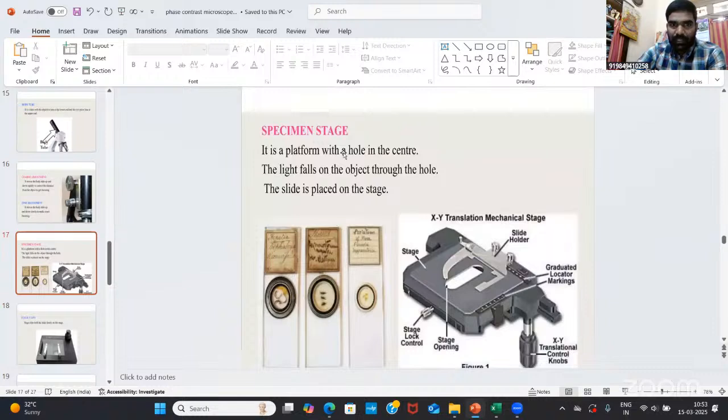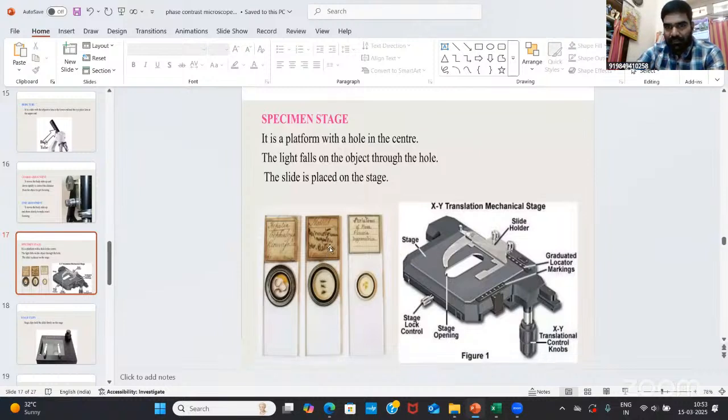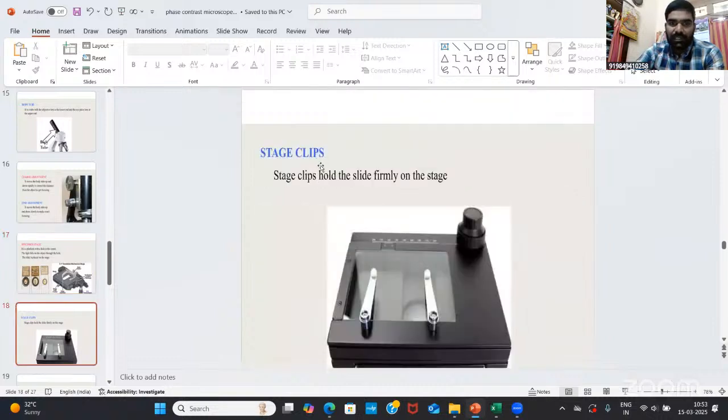Specimen stage. It is a platform with a hole in the center. The light falls on the object through the hole. The slide is placed on the stage. This is the sample holder. This is the stage, so the slide will be placed on that stage. These are the graduated locator markings, X-Y translation control knobs. This is the stage opening, stage lock control, stage clips. The stage clips hold the slide firmly on the stage.